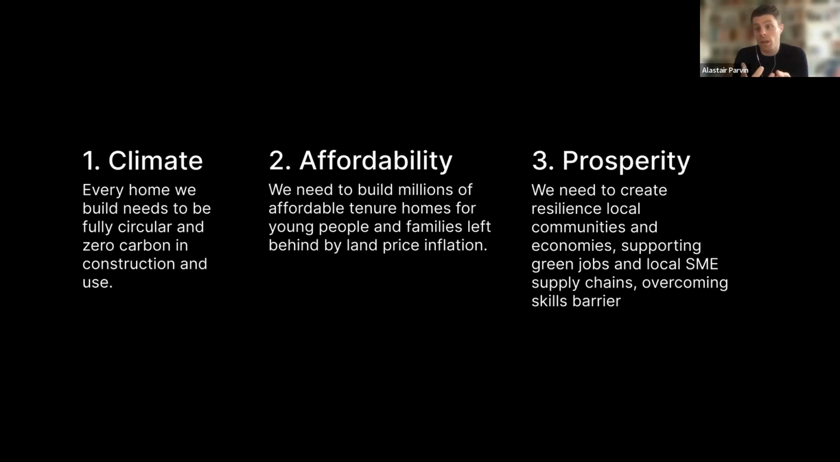And then, of course, the climate crisis, which Michael's already touched upon. We need to be building homes that are zero energy in use, cheap to heat, using a fabric first approach, and zero embodied carbon. And we need to be doing this yesterday, basically.